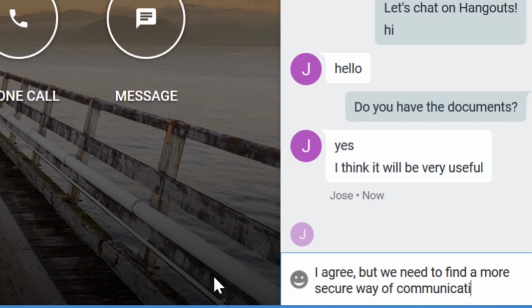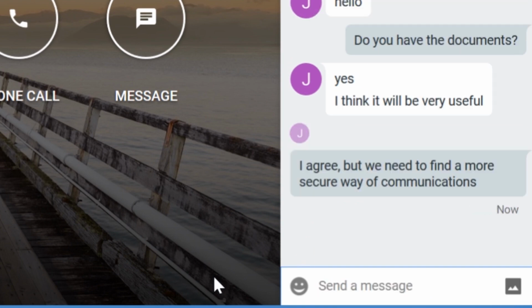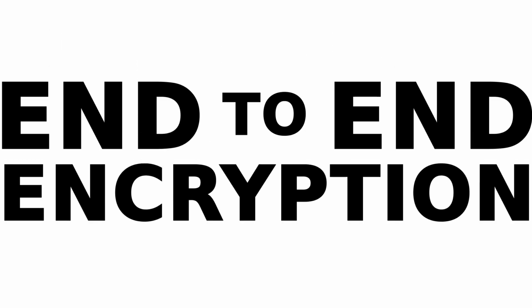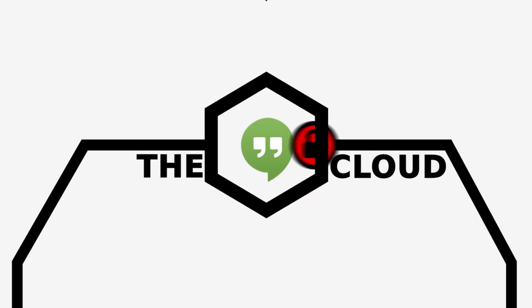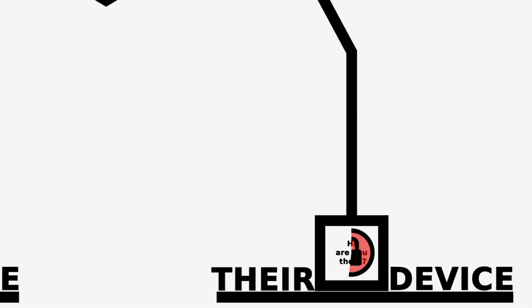This is because none of these chat applications use what's called end-to-end encryption, which, as we've seen in other Infosec Bytes videos, is where the encryption happens on your device, remains encrypted while in transit over the internet, and then decryption happens on your contact's device.